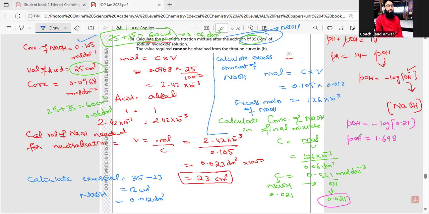This is pOH. So pH is equal to 14 take away pOH. pOH is 1.698. So my final answer is pH is equal to 12.3. So this is my final answer. This is a challenging question, I must say. So I have tried to solve it. In the mark scheme, they have solved this, but I'm just trying to make it easy for you.